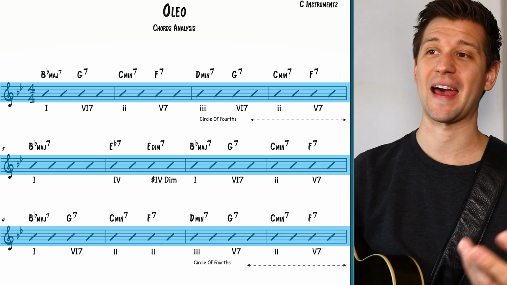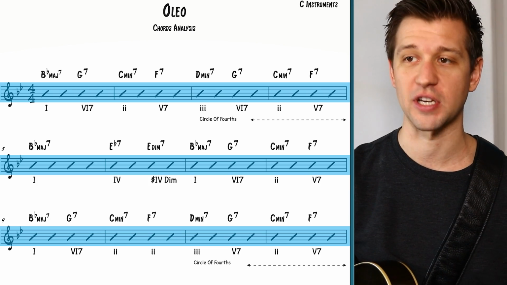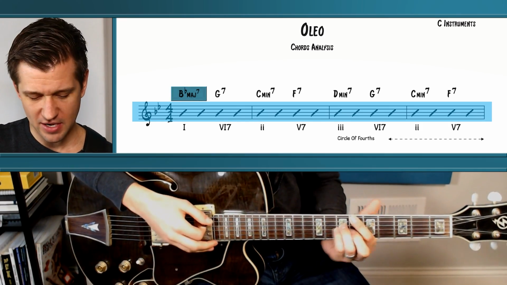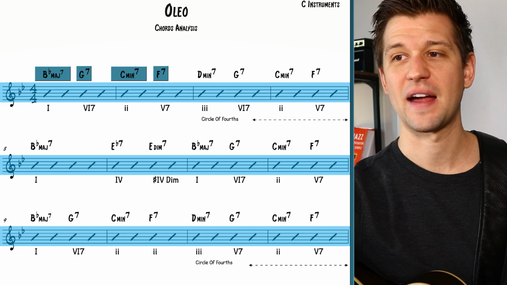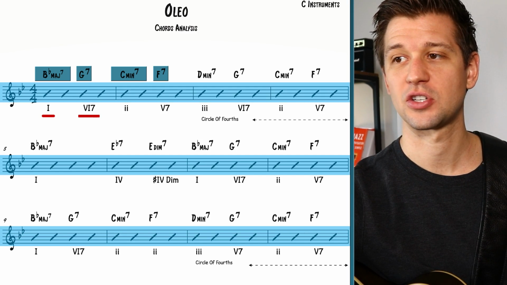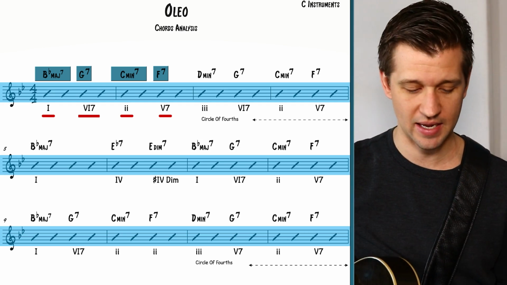So taking a look at rhythm changes, we're looking actually at the head Oleo, but these are just the chord changes here. So we have B flat major 7, G7, C minor 7, and F7, and that's a 1, 6, 2, 5 chord progression. And now this is super important that you understand what that means.